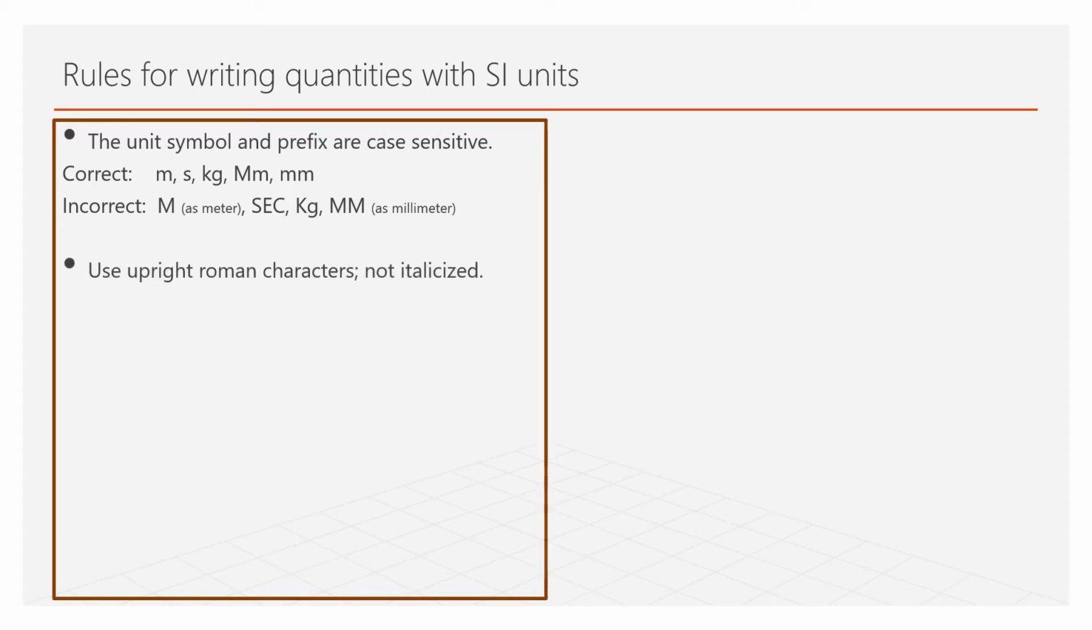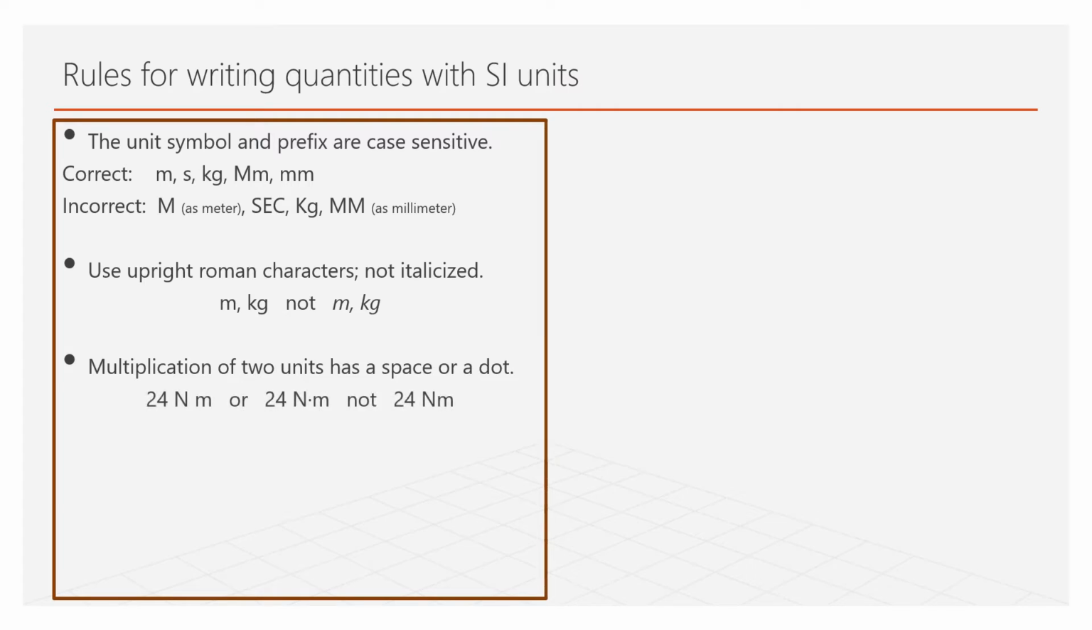Use only upright Roman characters that are not italicized. Multiplication of 2 units has a space or a dot between them. So for example, 24 Newton meters could be written in one of 2 ways. You could have a space between the Newton and the meter, or you could put a dot there. However, you should not have no symbol there.